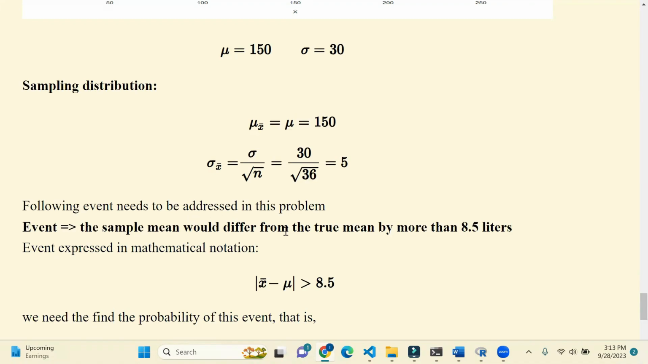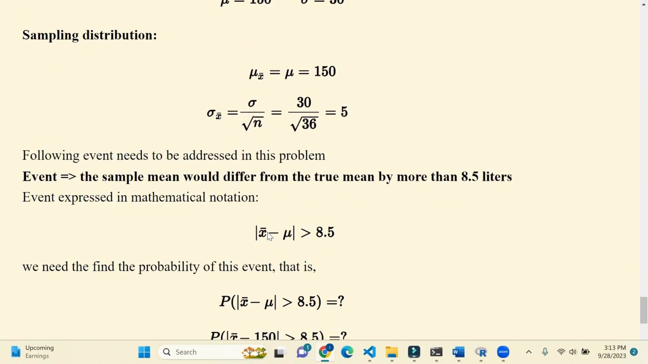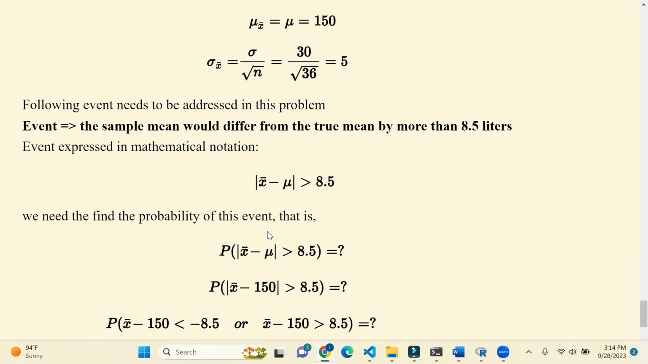Here, we shall focus on the event: the sample mean would differ from the true mean by more than 8.5 liters. This phrase can be expressed in mathematical form as this. That is, the absolute value of the difference between sample and population mean is greater than 8.5. We shall discuss how to find the probability of this event. That is, the probability that this absolute difference is greater than 8.5.